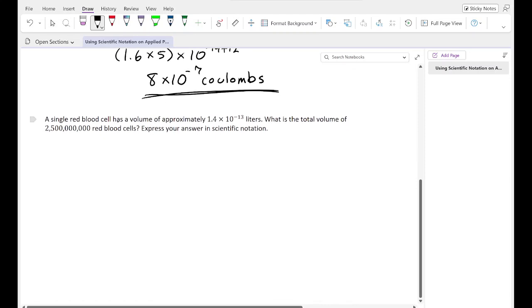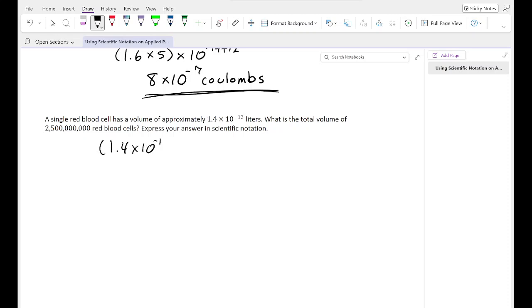A single red blood cell has a volume of approximately 1.4 times 10 to the negative 13 liters. What is the total volume of 2,500,000,000 red blood cells? Again, express our answer in scientific notation. So 1.4 times 10 to the negative 13th. And we're going to move the decimal place over 1, 2, 3, 4, 5, 6, 7, 8, 9 spots. So 2.5 times 10 to the 9.